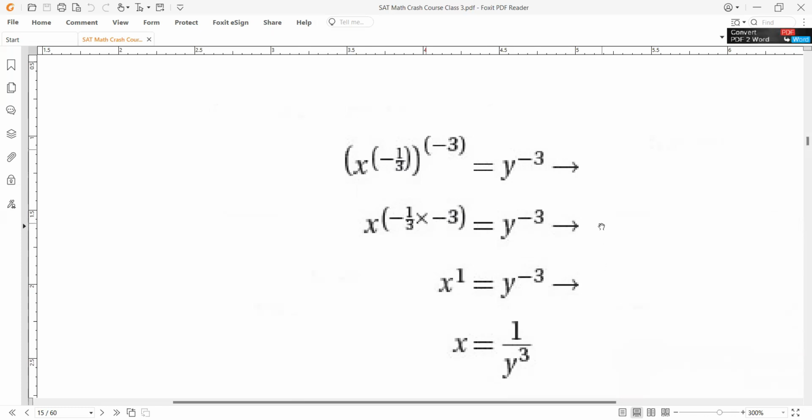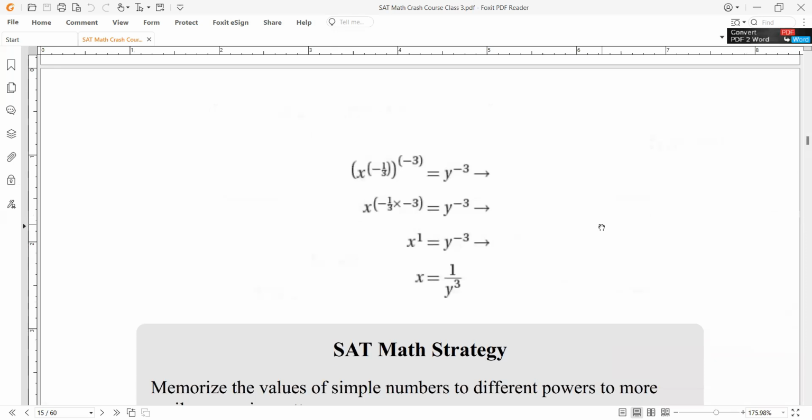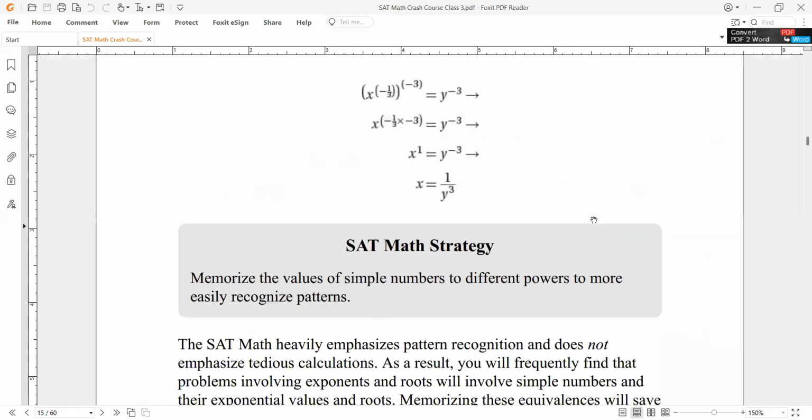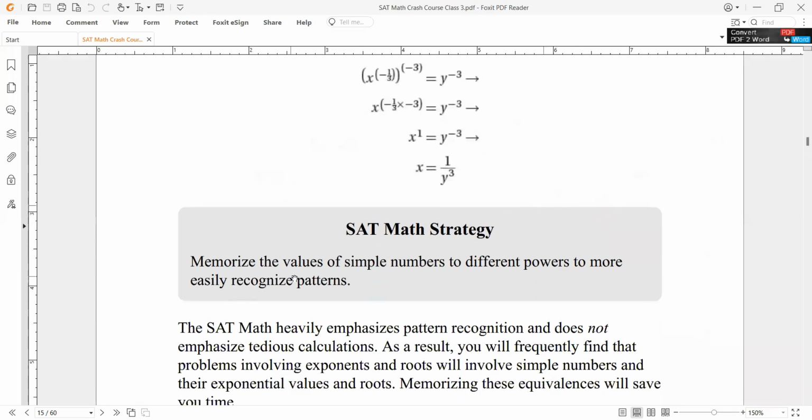It's just as simple as that. You just need to practice. Maybe things are a little tougher for you, but you just need to practice. Memorize the values of simple numbers to different powers to more easily recognize patterns.